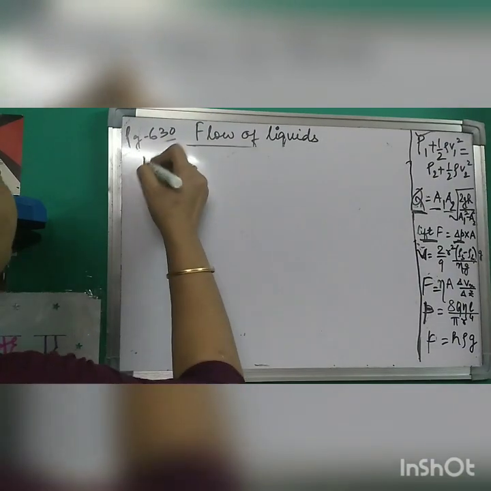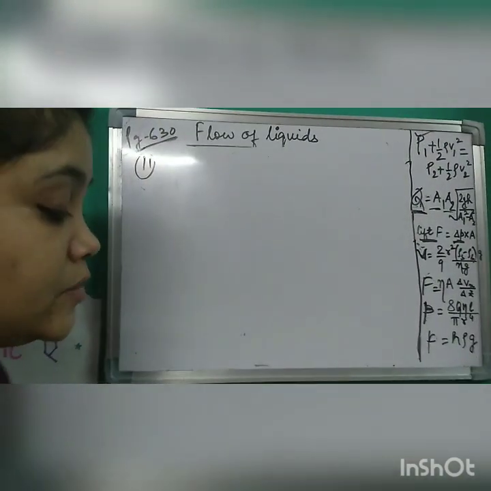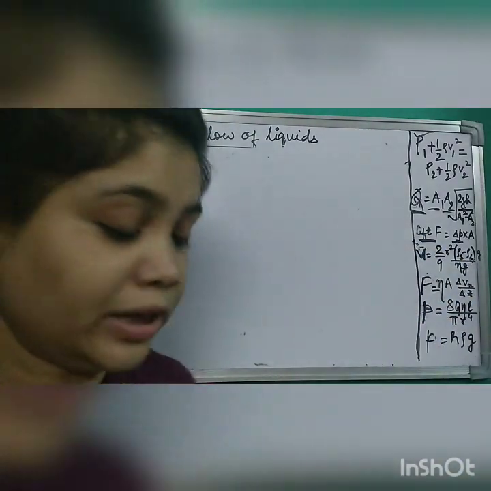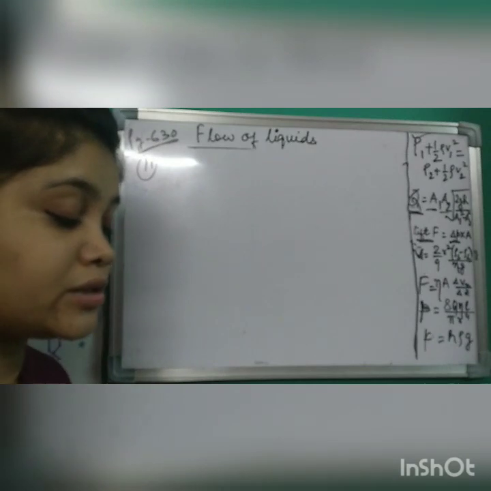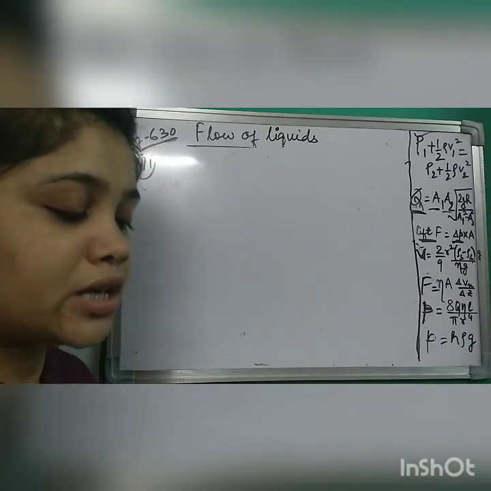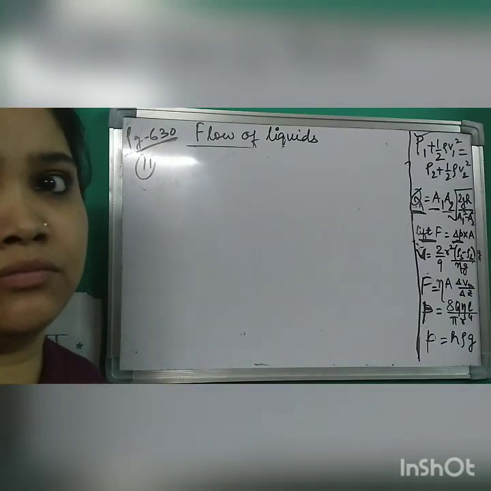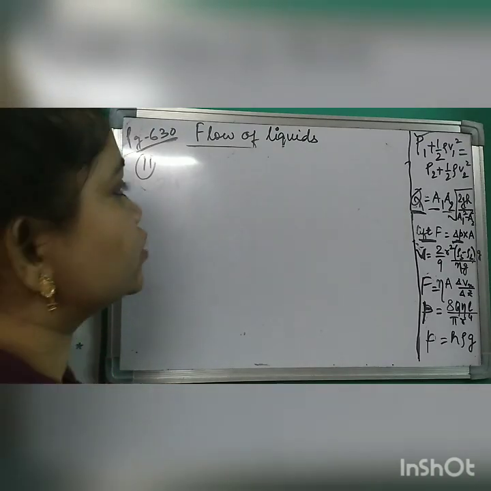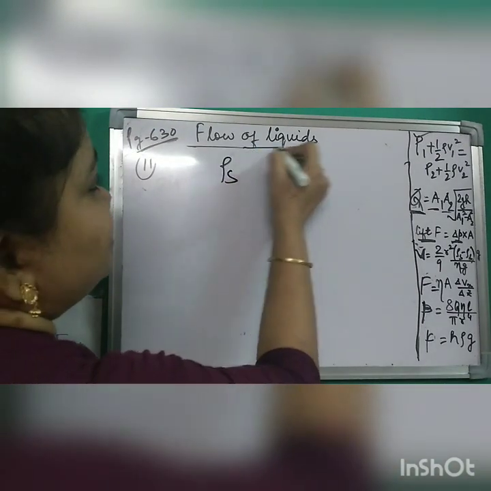11. Now the sums which we are going to do are basically, students, based on terminal velocity. So let's see what sum number 11 tells us. What will be the terminal velocity of a steel ball? You know steel is nothing but solid, so let us write rho s. Rho s means steel.